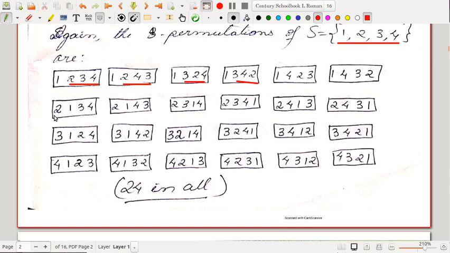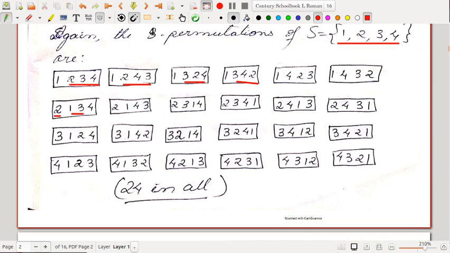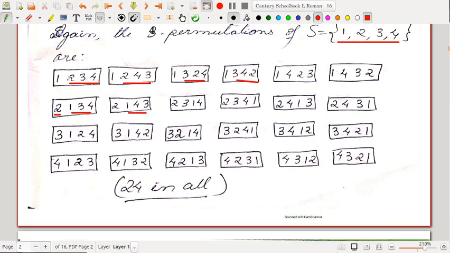Then keep 2 in the first place. So again there are 6 arrangements of the remaining 3. Keep 3 in the first place. Again there are 6 arrangements of the remaining 3, right? Keep 4 in the first place. There are again 6 arrangements of the remaining 3.